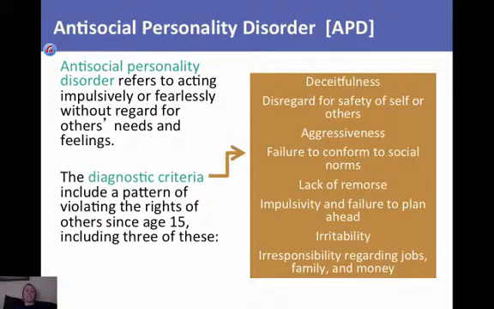Okay, so the diagnostic criteria include a pattern of violating the rights of others since age 15, including three of the following: deceitfulness, disregard for the safety of self or others, aggressiveness, failure to conform to social norms, lack of remorse, impulsivity and failure to plan ahead, irritability, irresponsibility regarding jobs, family, and money. Okay, so again, at least three of these, and age 15 on, we need to be seeing this pattern of behavior. Okay, and again, the pattern of behavior means that it's continuous, not once in a while, not every now and then. It needs to be more often than not.